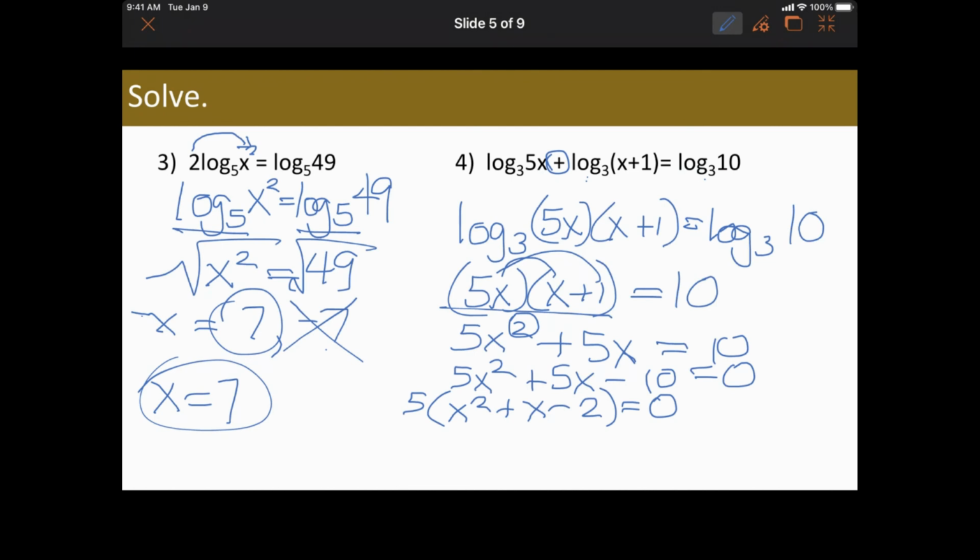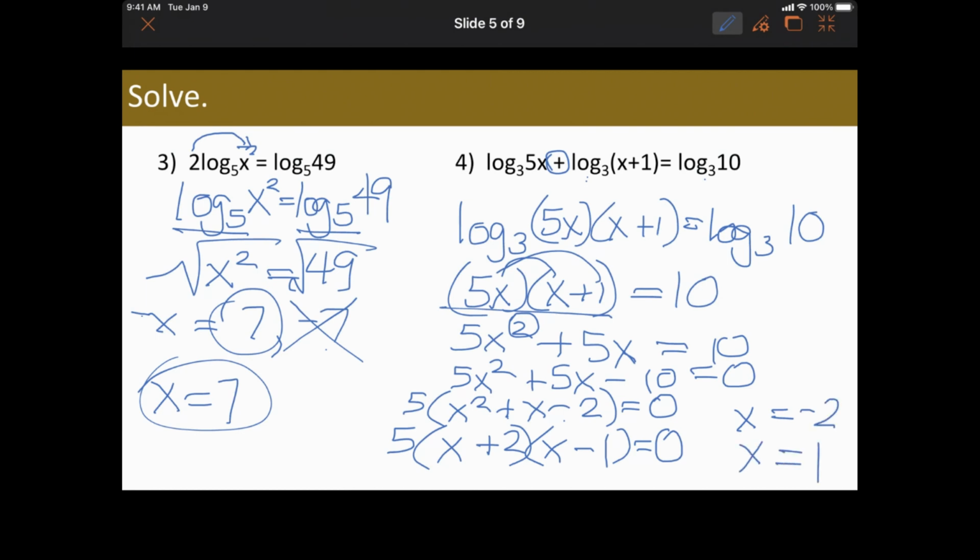So what are the factors of 2? 2 and 1. And it's plus and minus, so I know one of them has to be positive, the other one's negative. So the larger number 2 has to have the same sign as the middle. So my answer is x equals negative 2 and x equals positive 1.